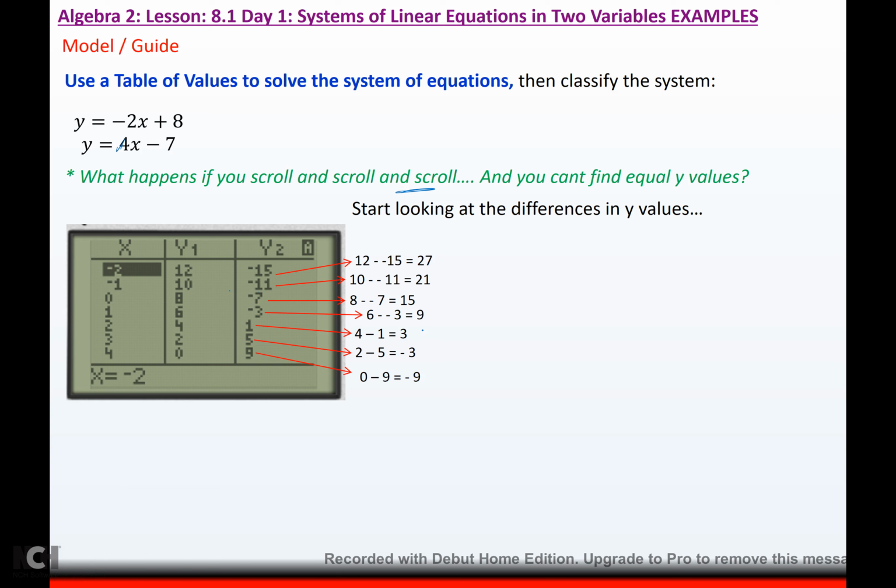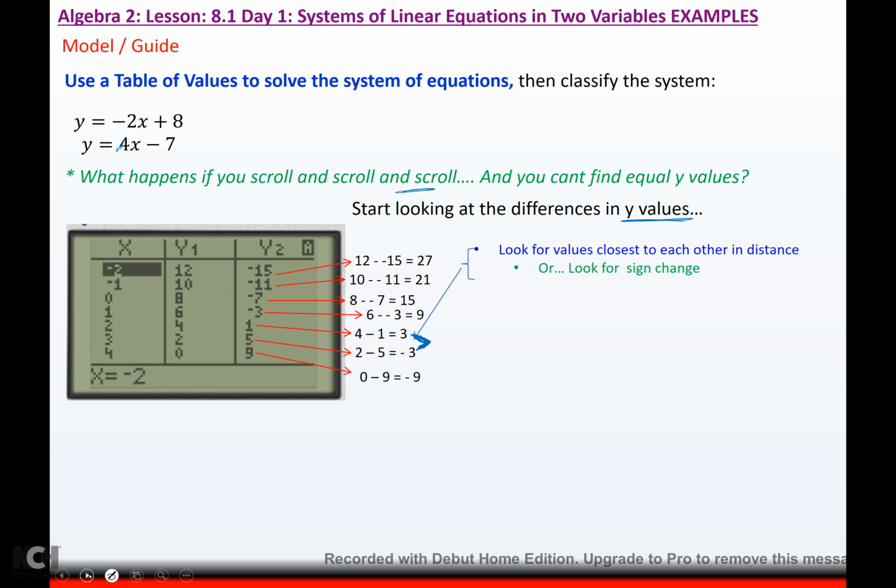Well, you see how now it's going to start going backwards, but do you see how right here, if I start looking at the difference in y values, I'm looking for values that are close together, or look for a sign change, and you see how I've got this sign change in y's? Anytime you get a sign change there, you know that there's an intersection somewhere in between there.